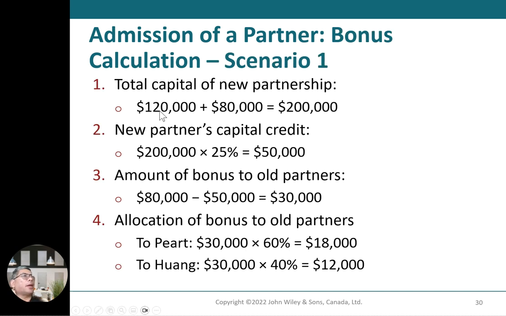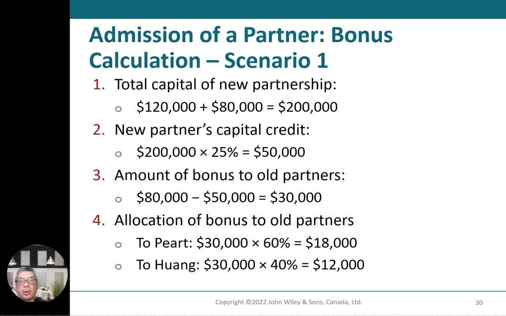So you're going to go back here. 120 plus 80, you've got 200,000. That's the first step. Second step, 200,000 multiplied by 25%, you've got 50,000. The amount of bonus will be 80,000 minus 50,000, you've got 30,000. Then number 4, the last part: 30,000 times 60% is 18,000, and then 30,000 times 40%, which is 12,000 for Huang, based on the proportion or percentage. That is for scenario 1.